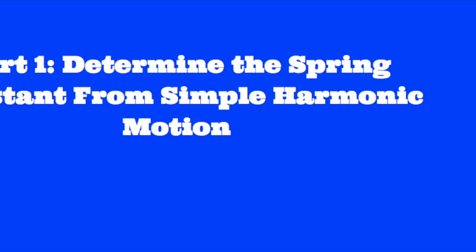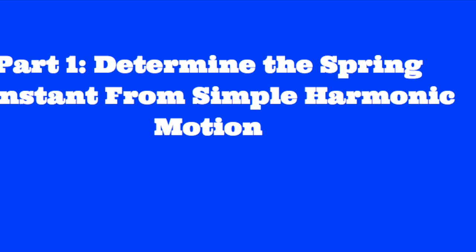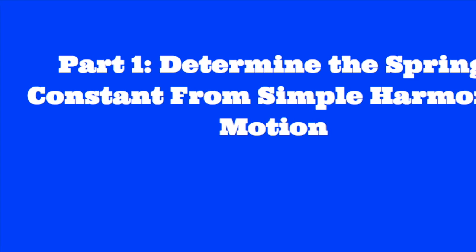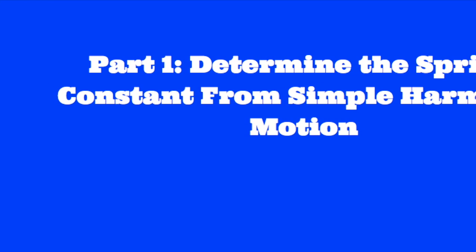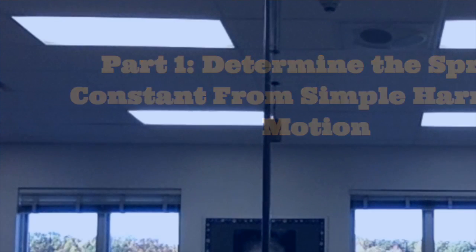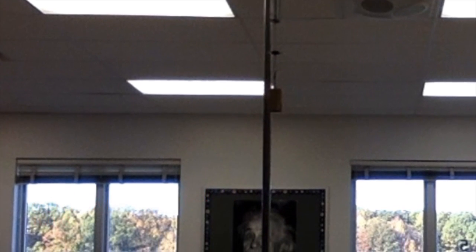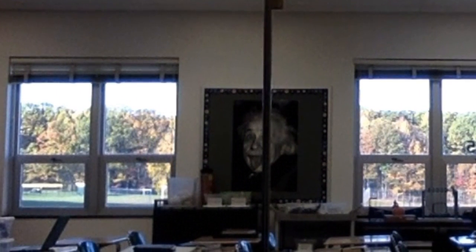Part 1. Determine the spring constant from simple harmonic motion. The objective of this experiment is to determine the spring constant of a spring by measuring the period of a mass spring system. Suspend a spring from the ring stand. Then, position a motion sensor directly under the spring. Then adjust the software controlling the motion sensor so that it collects data at a rate of 10 Hz.